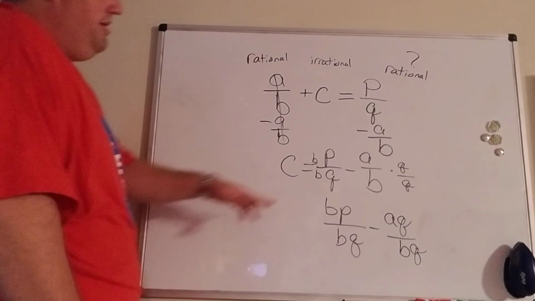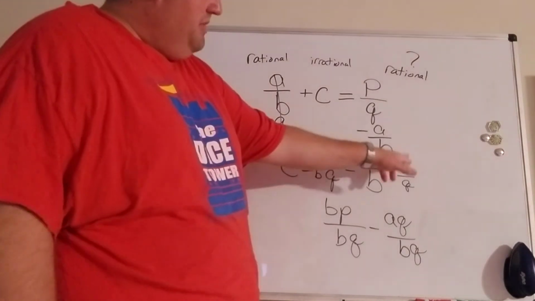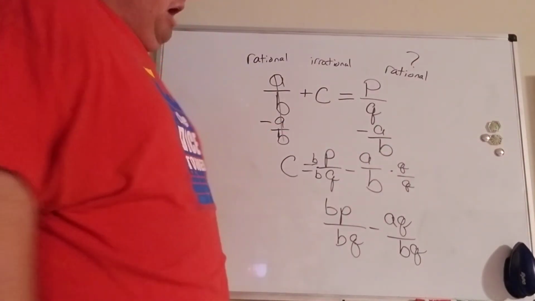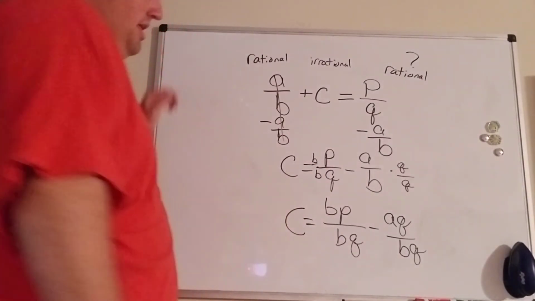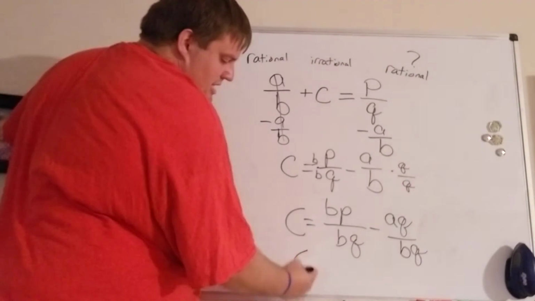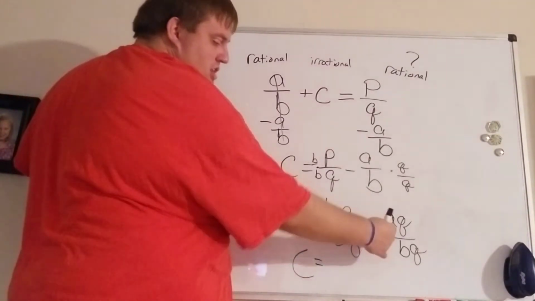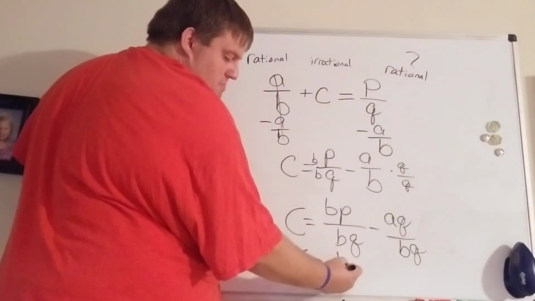We have common denominators. We multiply this one by the B's. We multiply this one by the Q's. Now we can actually keep the C here. That's important. Now we can actually subtract these things, and you're probably thinking, I don't know how to subtract that. Don't worry about it. Just do BP.